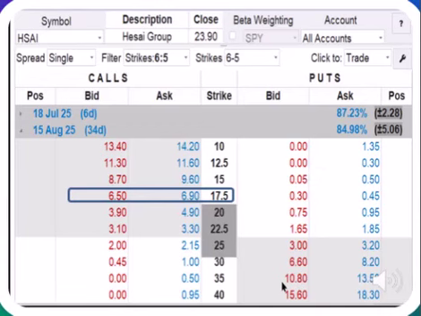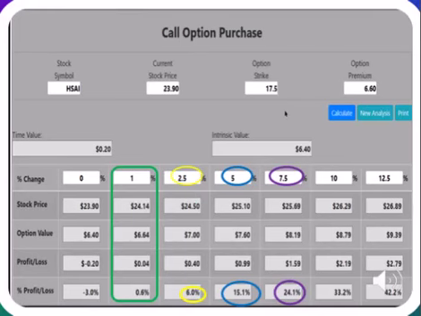The bid-ask spread for the 17.5 call is 6.50 to 6.90. We try to enter at the midpoint, so we use 6.60 as the buy price. The 17.5 call works. If the HSAI stock price is up 1%, the 17.5 call will make us 0.6%, or $4 profit. That's better than break even, so the 17.5 call is the one we'll buy.